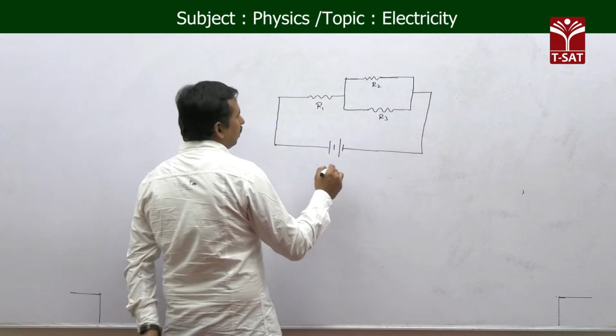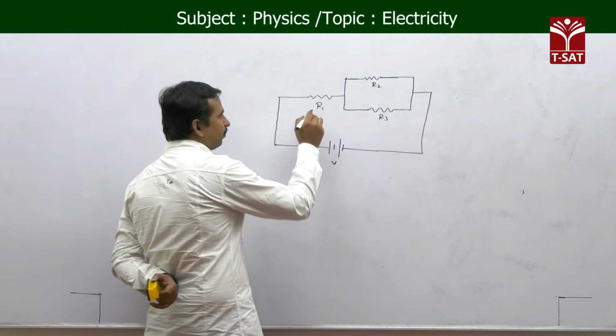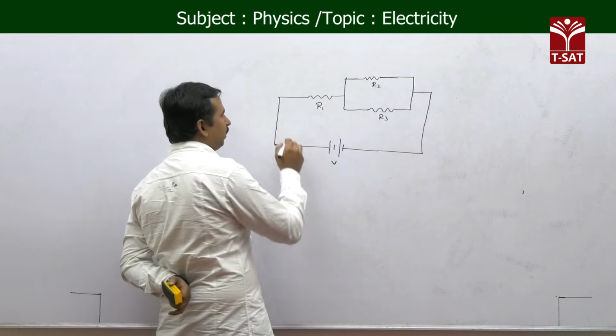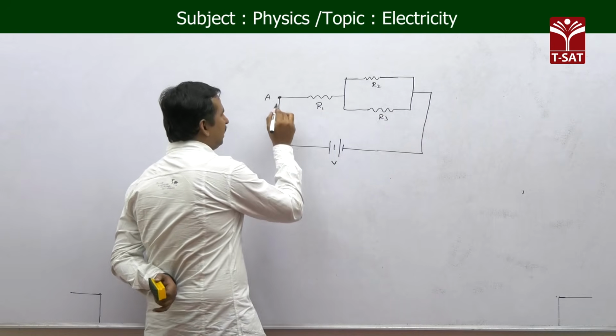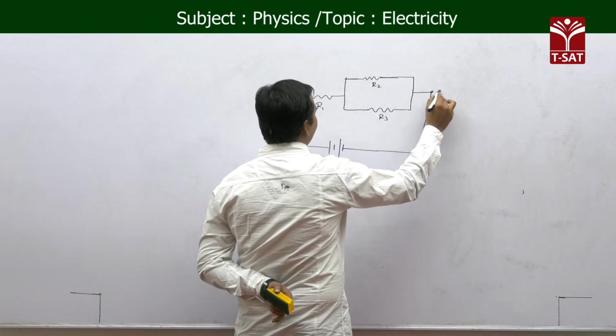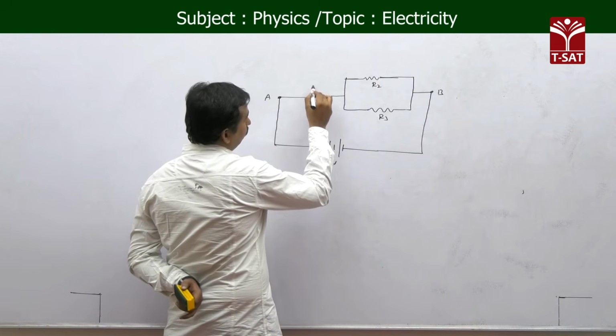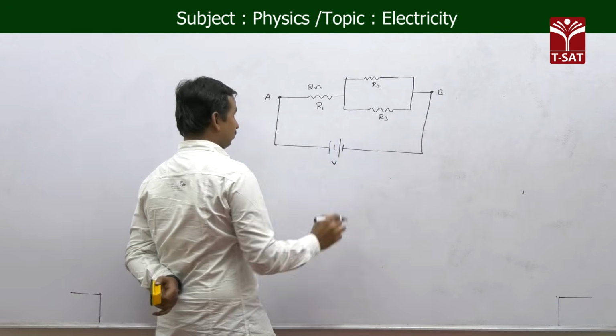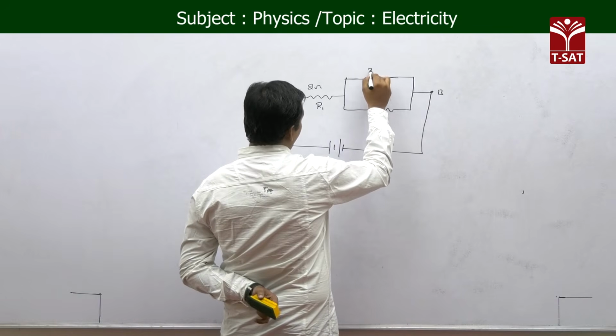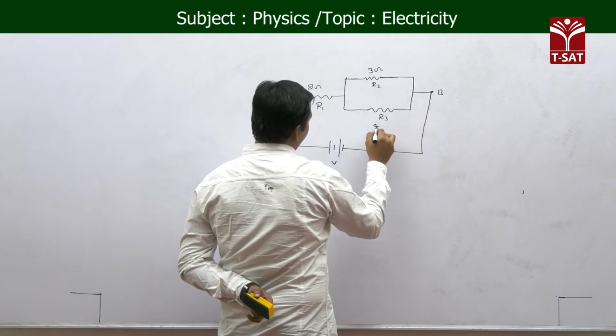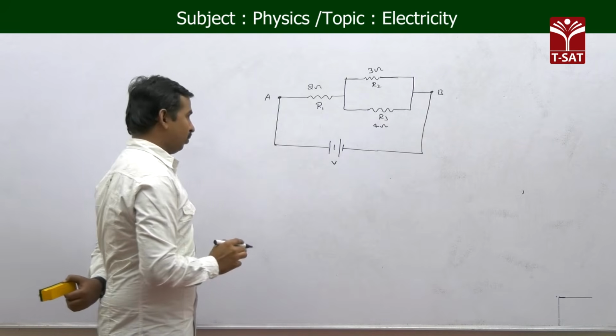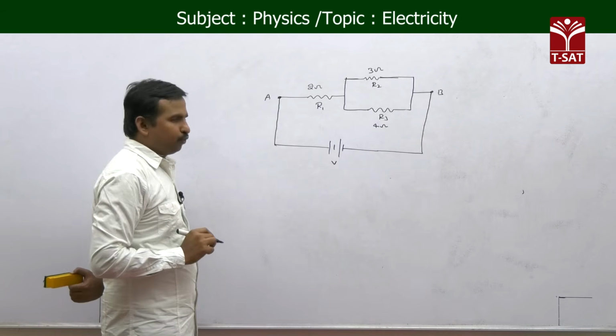Now, let us suppose we are taking these values, and I want to find the equivalent resistance between A and B. So, the R1 value is 2 ohms, the R2 value let it be 3 ohms, and the R3 value let it be 4 ohms. That is, 2, 3 and 4.